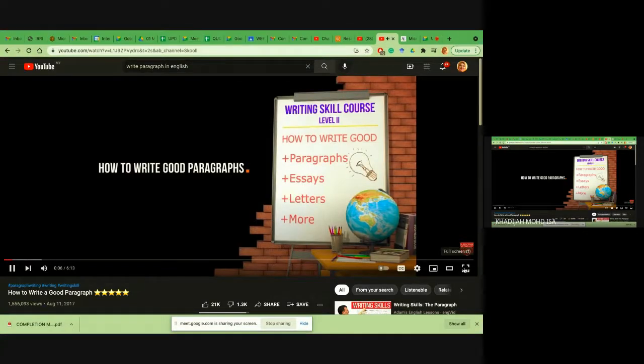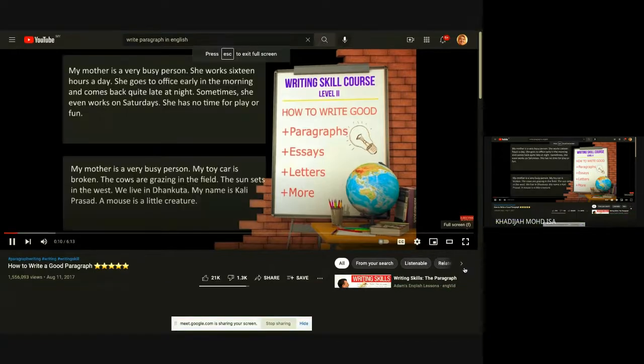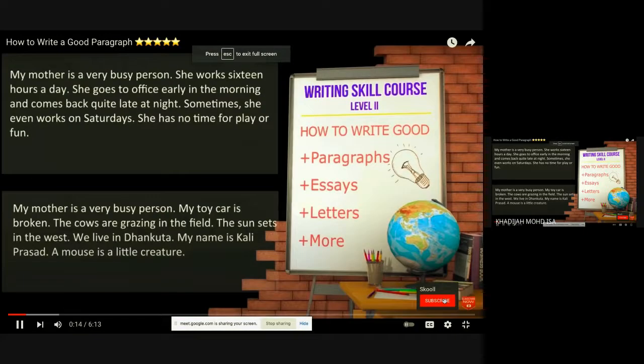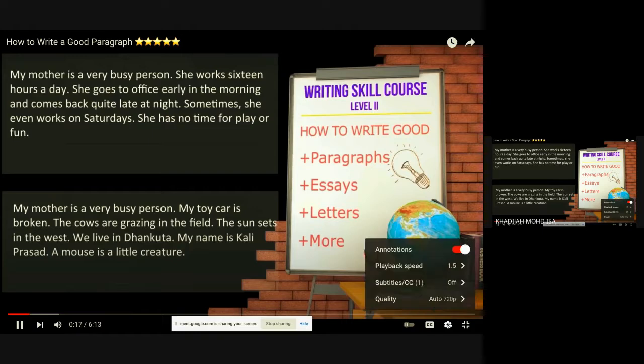Okay, so when you do writing, make sure that you know how to write good paragraphs. Look at these two. Can you tell which one is a good paragraph and which one is not? Yes, the first one is a good paragraph. How do you know? It's a good paragraph because it focuses.